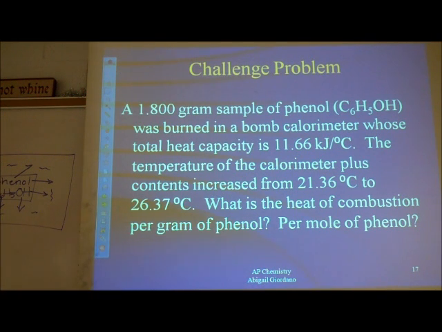What is the heat of combustion per gram of phenol? Okay, well, let me ask you this question. Hold on. In this scenario, do I have one thing releasing heat and one thing absorbing heat? Do I have two components in this situation? Yes, I do. Okay, your question. Will you ever have endothermic reactions in a bomb calorimeter? Typically, no, but you could. The way you would know that would be that the water would be cooling down. Okay, but the process we're going to do would be the exact same.